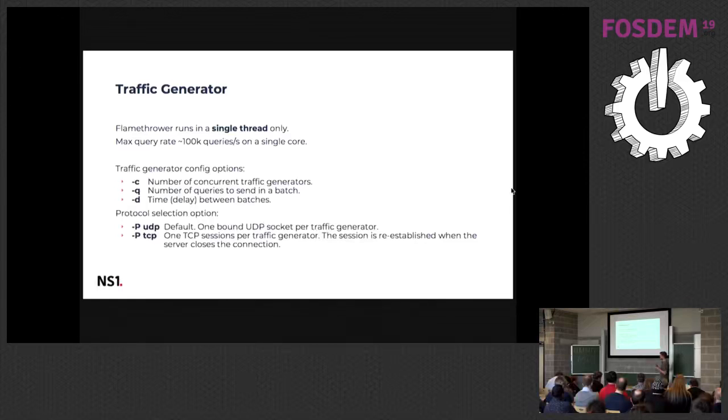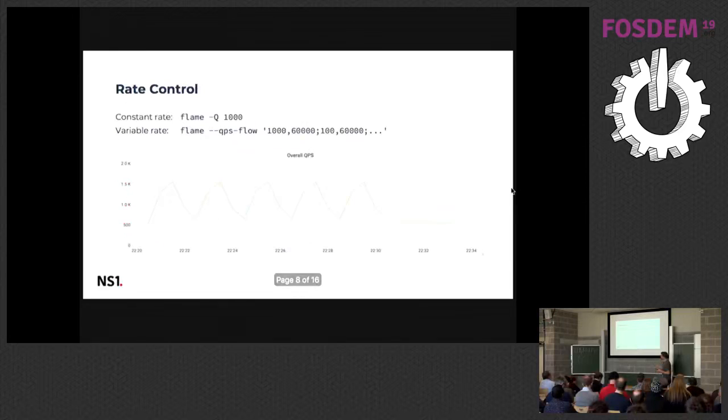So for instance, if you want to send 1,000 queries per second, you can have, I don't know, 10 concurrent generators, which gives 100 QPS per generator. And you can set up the generator to send 10 queries every 100 milliseconds, and you get, as a result, 1,000 QPS.